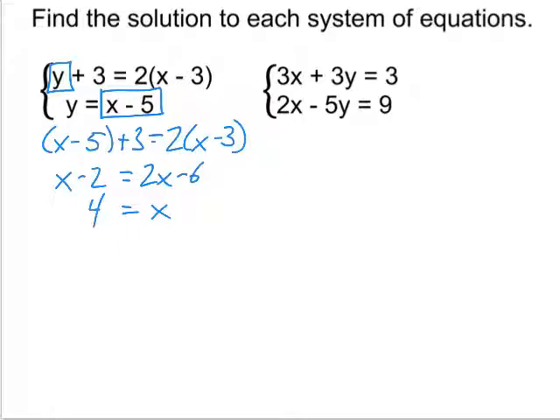And then again, to find y, I plug it in. And again, we can plug it into either equation, but it doesn't really matter which one, unless one's easier. And I think the second one here is definitely easier to plug x into. Because if we do that, we end up with y equals 4 minus 5. Well, that just means y equals negative 1. That's it. We're done with that one. So we get 4, negative 1 as our answer.